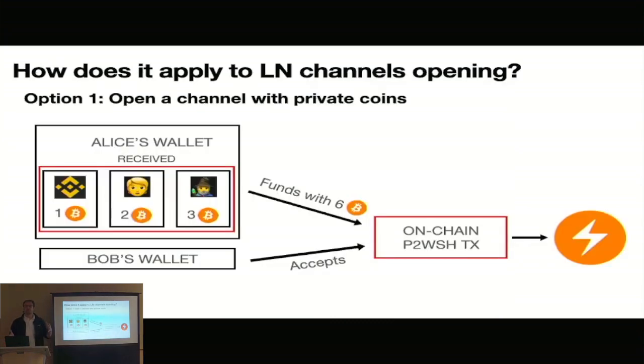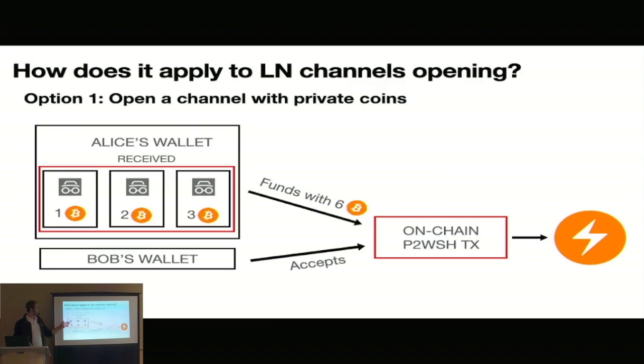Okay, so now how does this apply to Lightning channel opening? Because it's the point. A channel opening in Lightning is a spending transaction. And so everything that I said in the introduction still applies to Lightning channel openings. If you open a channel with three of your inputs, which are the same as my previous example, you fund it with six Bitcoin, it will make the link between this to everybody on chain. So like on a spending transaction, you will have the exact same issue because you are making an on-chain transaction.